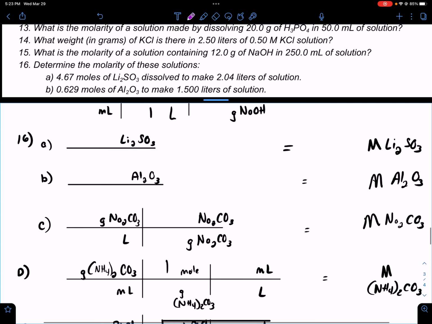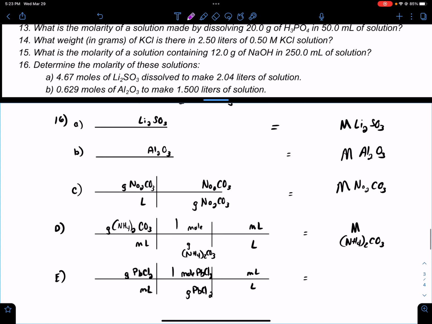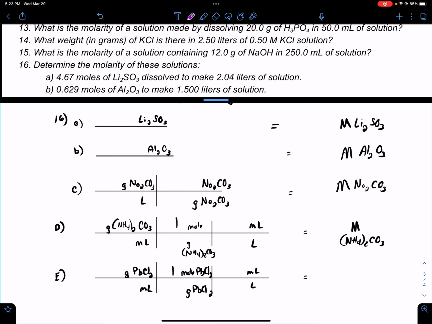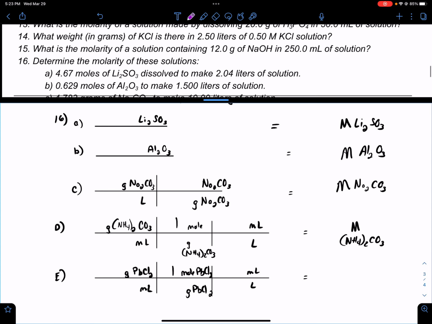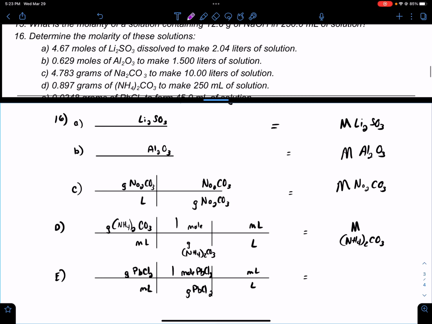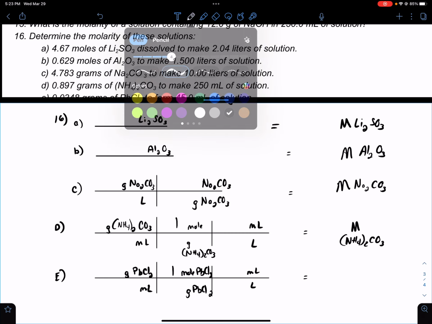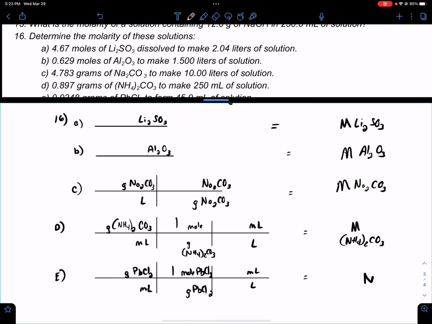And then to finish you up for today, we have 16A through E. In 16A through E, you need to figure out your molarity for each one of them. Now you're going to notice I wasn't as nice on these, because if we've gone through all the other ones, you should be able to plug in some numbers and get your values.